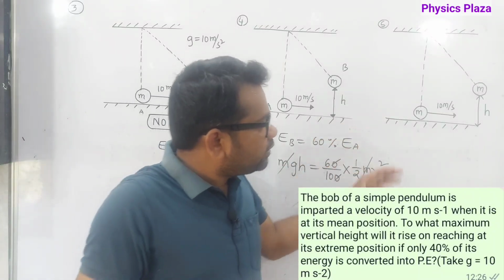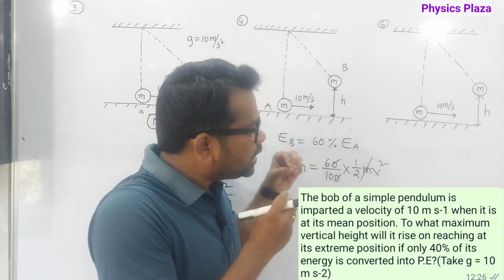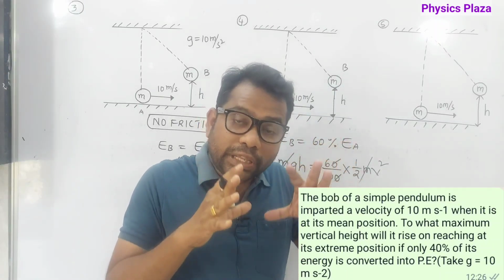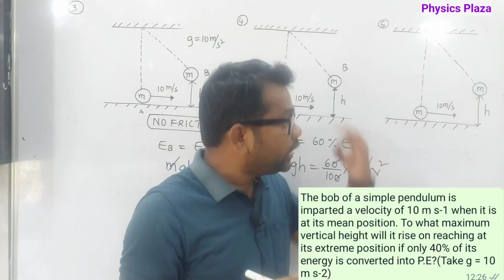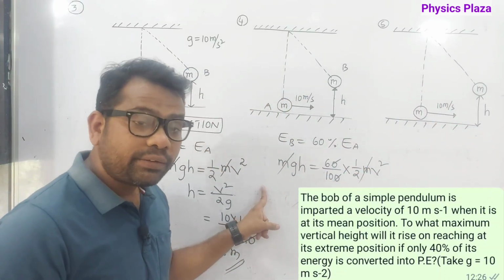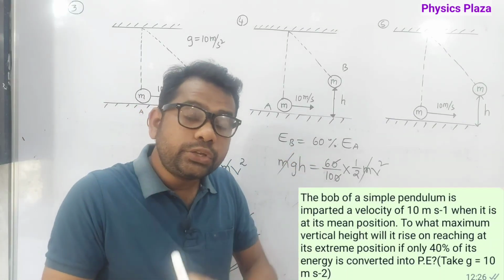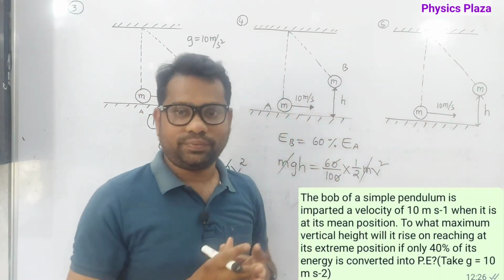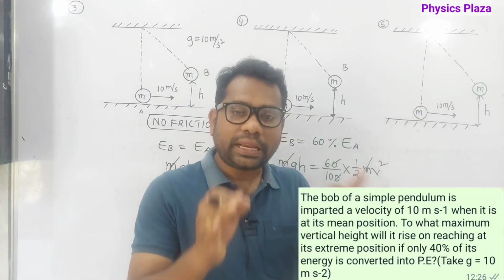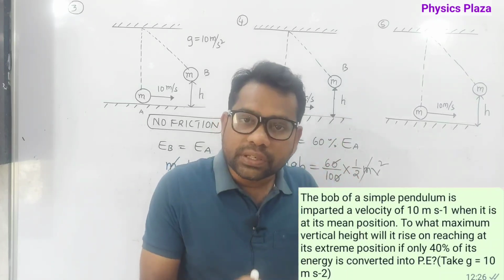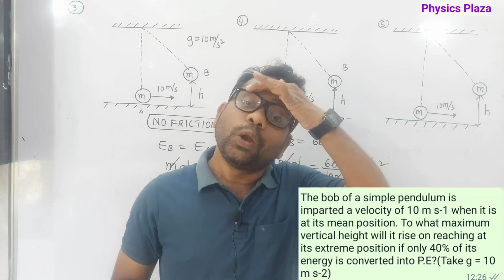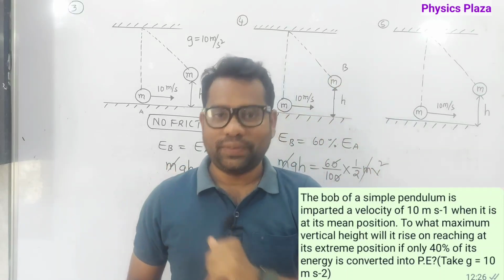Here also a body of mass m is given a velocity of 10 meter per second only. But here the condition is that, very important thing, only 40% of energy is converted into energy at point B. Try to understand. In question 4, what is given? 40% of energy is used to overcome the air friction, means 60% of energy is converted. But here in the question itself, very clearly they mentioned that only 40% of energy is converted, which means what? 60% of energy is lost to overcome the air friction.